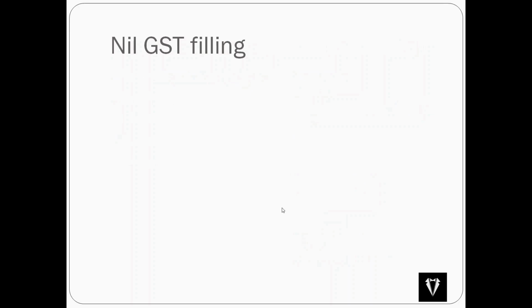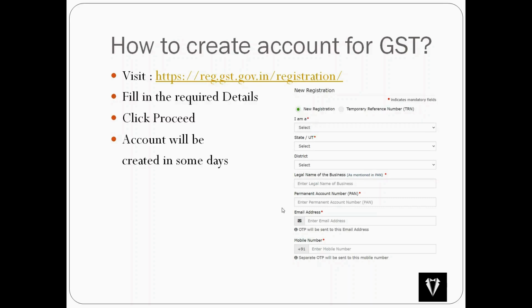So what is the use of the temporary reference number? That was in the previous slide. Okay. The temporary reference number is given when you are registering for a GST. When you have applied for a GST under some legal name and PAN number, then you will be given a TRN, that is the temporary reference number. That is a reference number that you can check.